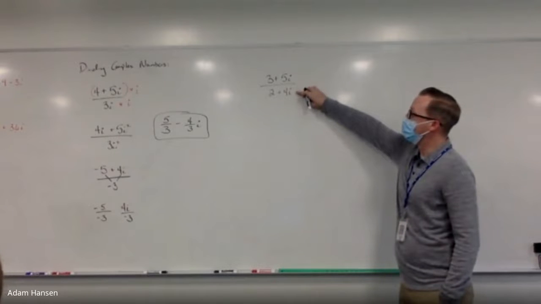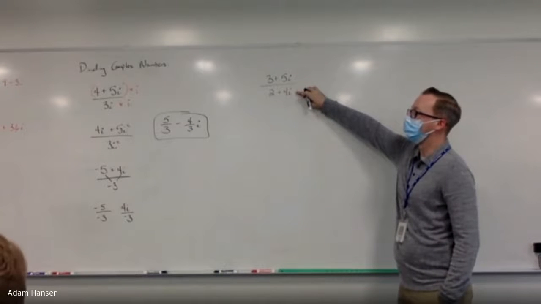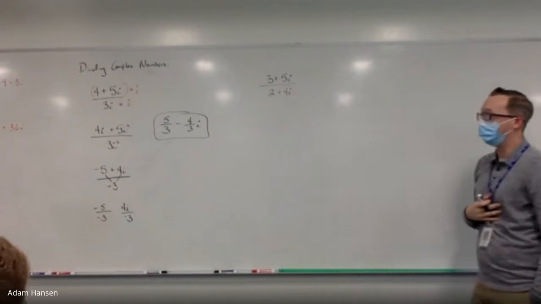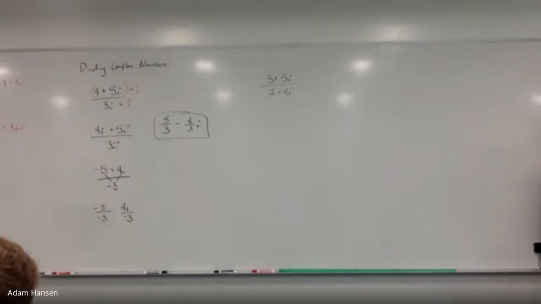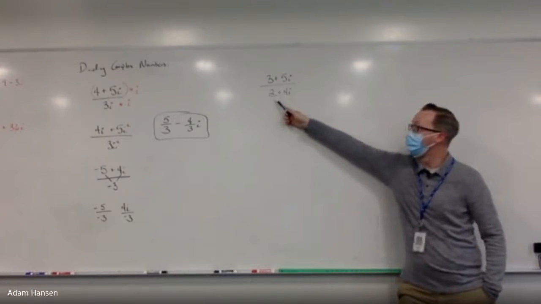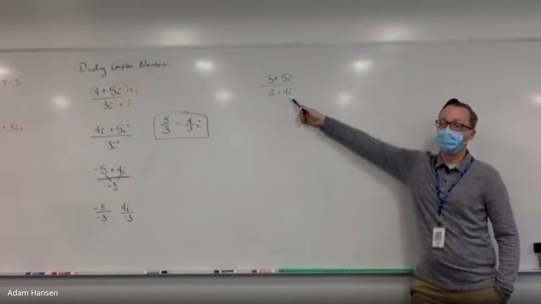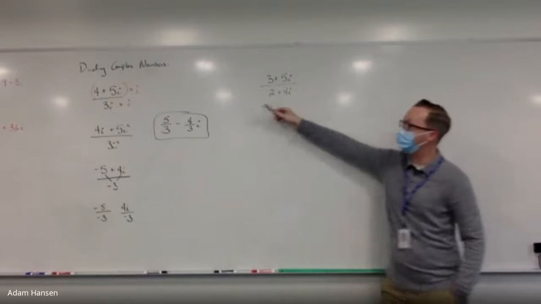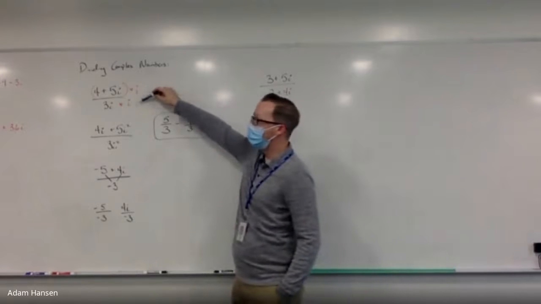3 plus 5i divided by 2 plus 4i. What's different about this particular division question than the one we just looked at? There are two different terms on the bottom, both a real part and an imaginary. I'm going to make this a real number, but it's going to take a little bit more work. I'm not going to multiply by just i. I need more to make this a real value.